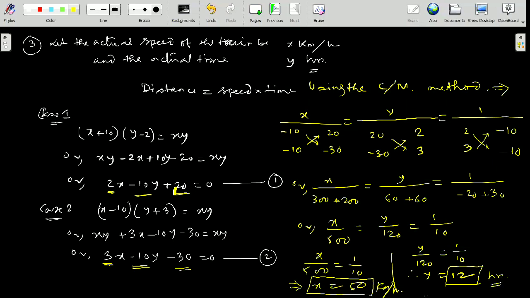Now you have to find out the distance covered. This is asked in your question. So distance covered, you know the distance is equal to speed into time. So speed is here 50 into 12. 50 into 12. So 600 kilometers. This is the answer.